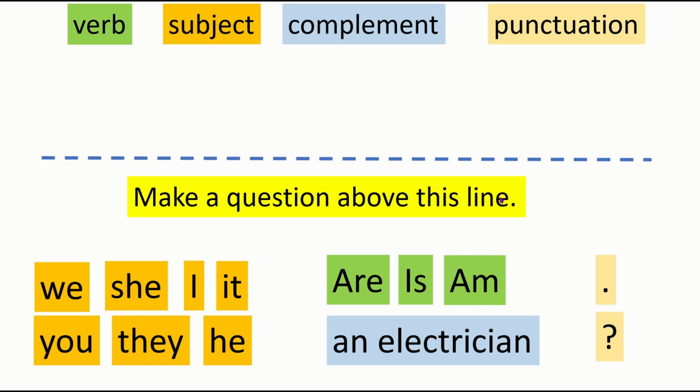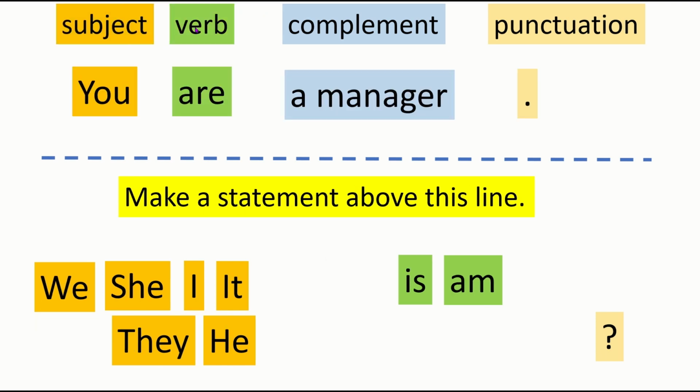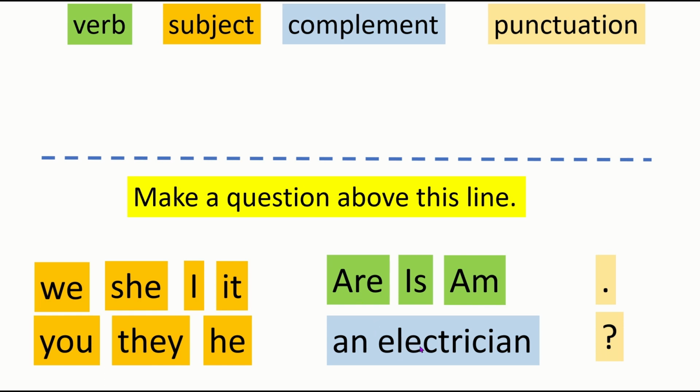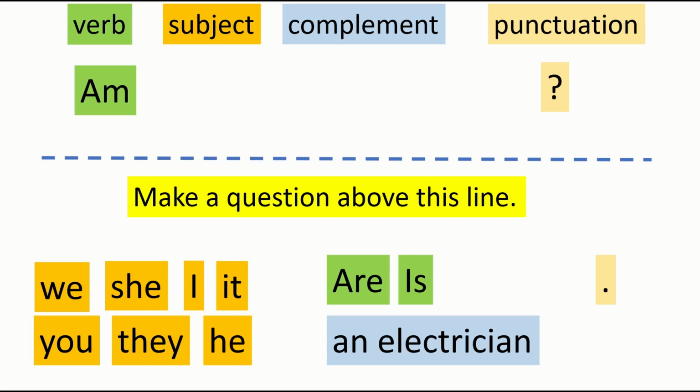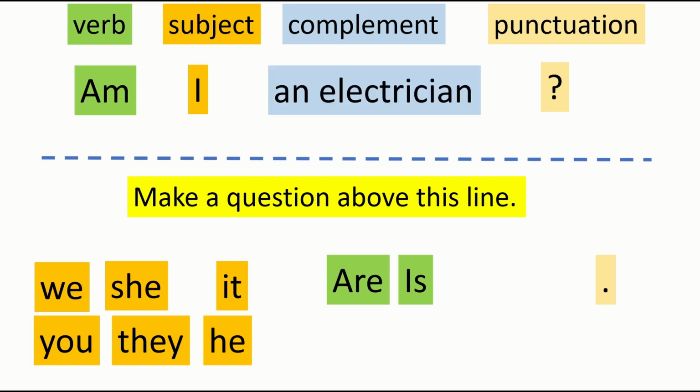Make a question above this line. Oh, a question. Now I have verb, subject. This one was subject, verb. Okay. Verb, subject. I have an electrician. So I'm making a question, so I know I need a question mark. And the verb is first, so let me start with am. So it must be I. Am I an electrician? No, I'm a teacher. Am I an electrician? Okay, make a question above this line. We did that.